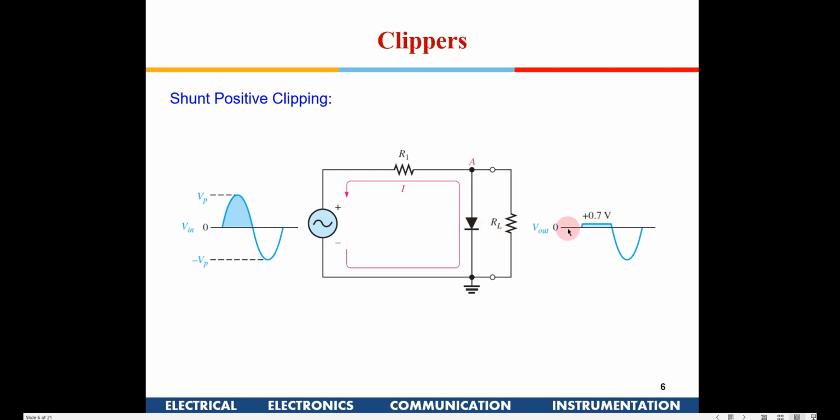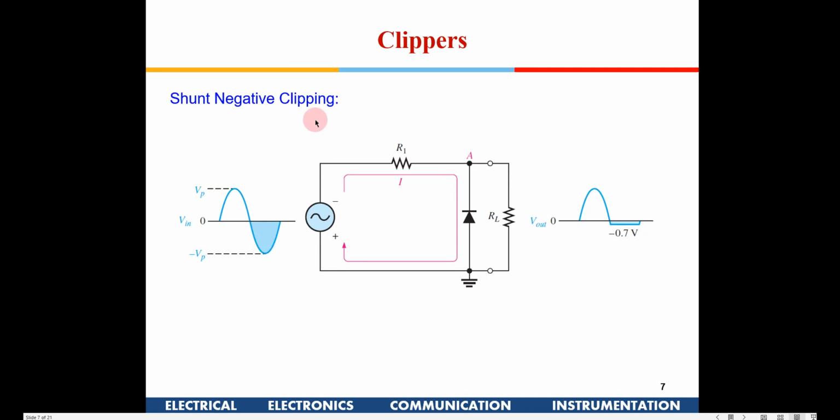During the positive cycle, you will find this diode is forward biased, so you have 0.7 volt, and in the negative cycle this diode is reverse biased, so this is not available here. So the entire voltage which is available is available across the load. This is the waveform. So the negative cycle is getting reflected here. Again, we are assuming RL is much greater than R1, so the entire voltage is available across RL. So this is known as shunt positive clipping.